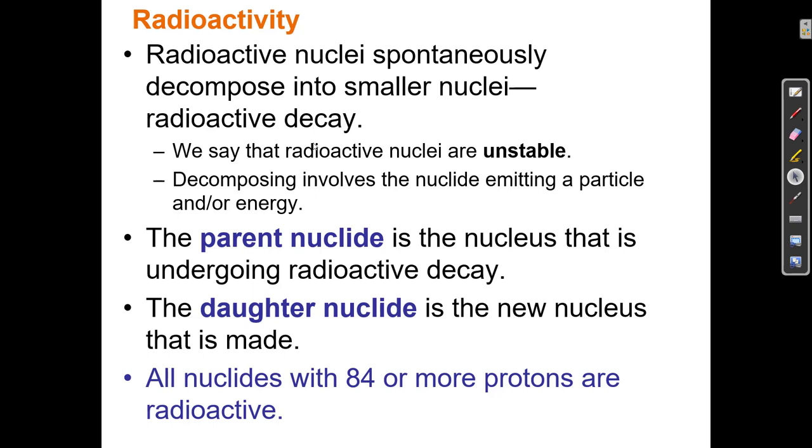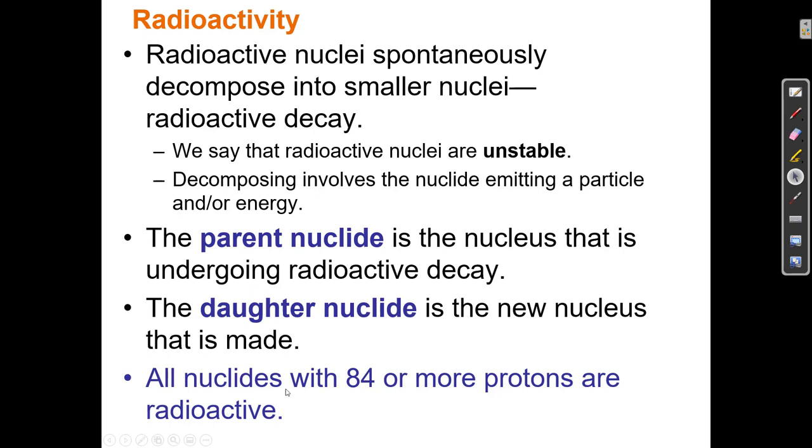Sometimes that doesn't happen. Sometimes one radioactive nucleus decays into a different radioactive nucleus, and then that one decays into a different radioactive nucleus, and so on. The parent nuclide is the nucleus that is undergoing radioactive decay, and the daughter nuclide is the new nucleus that is made. All nuclides with 84 or more protons are radioactive. So here's one way in which we can make a combination of protons and neutrons unstable.